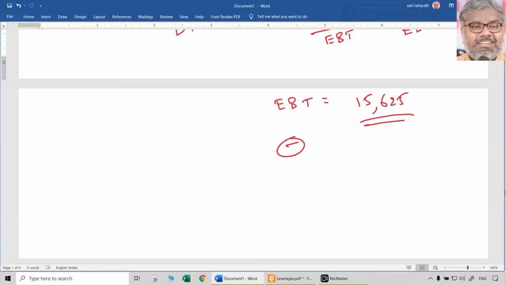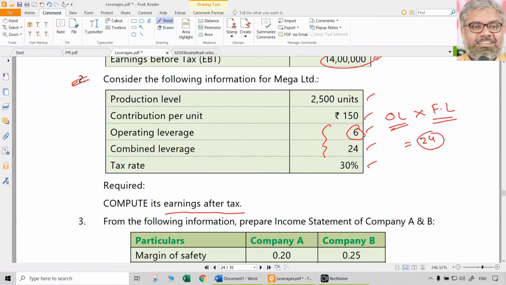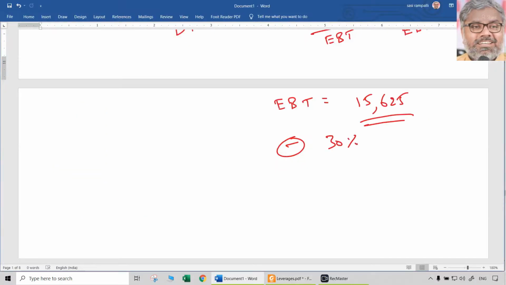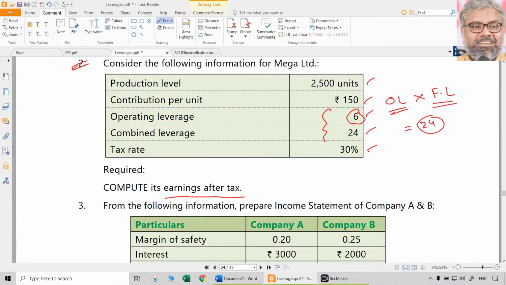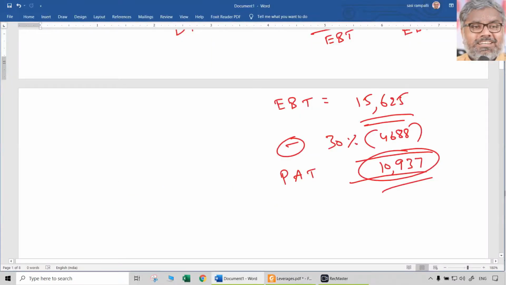Tax rate is 30%. So 30% tax if you deduct from that, that comes to around 4,688, let us say. What will be the profit after tax? That is 10,937, let us say, or 38, whatever. That is the profit after tax. That's what is asked. Earnings after tax is asked.